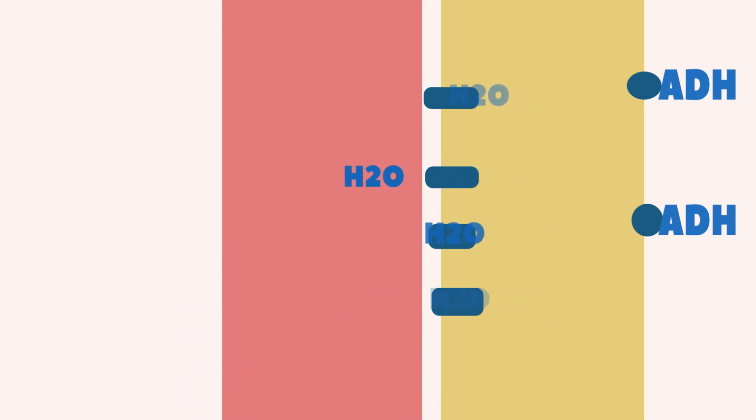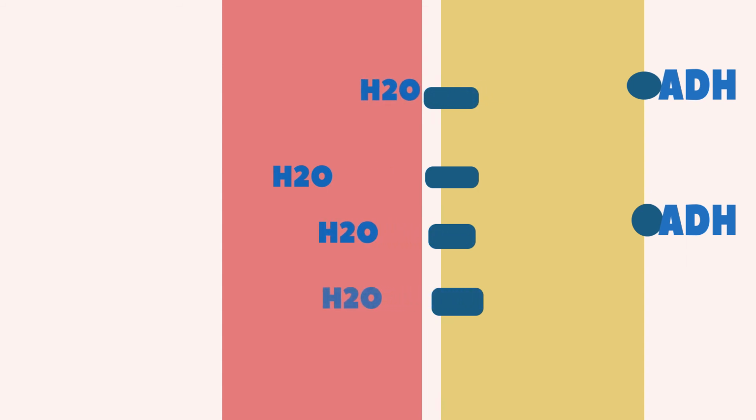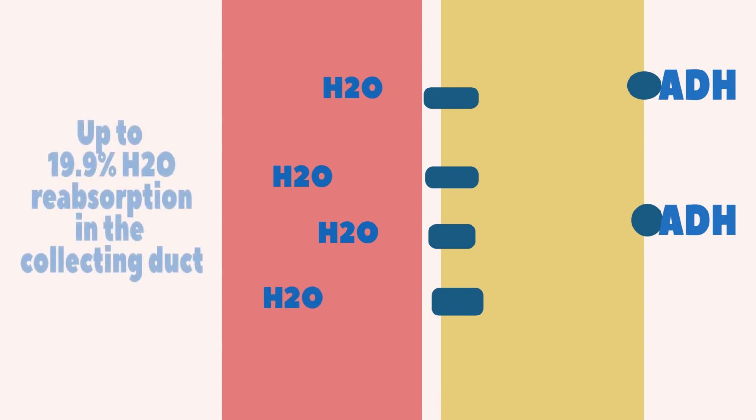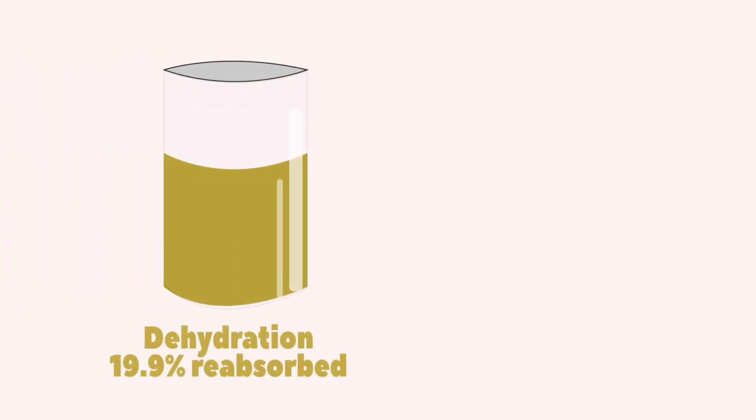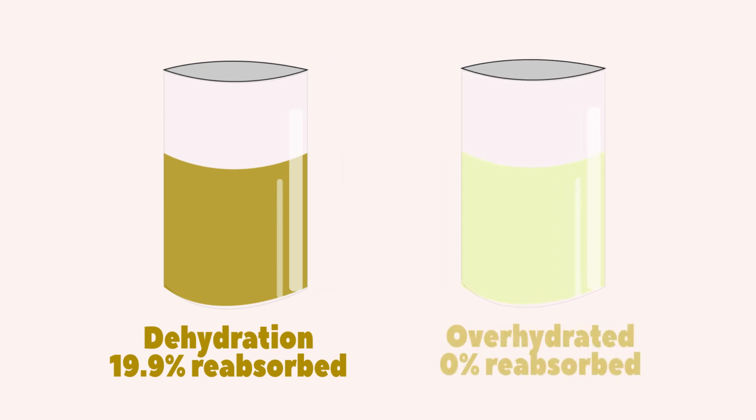Now remember, the cortical medullary gradient was built by the loop of Henle. So depending on the body's needs, up to 19.9% of the remaining 20% of water remaining in the pre-urine can be reabsorbed. So if you are dehydrated, then closer to 19.9% will be reabsorbed. If you are overhydrated, in other words on the other end of the spectrum, then closer to 0% will be reabsorbed.